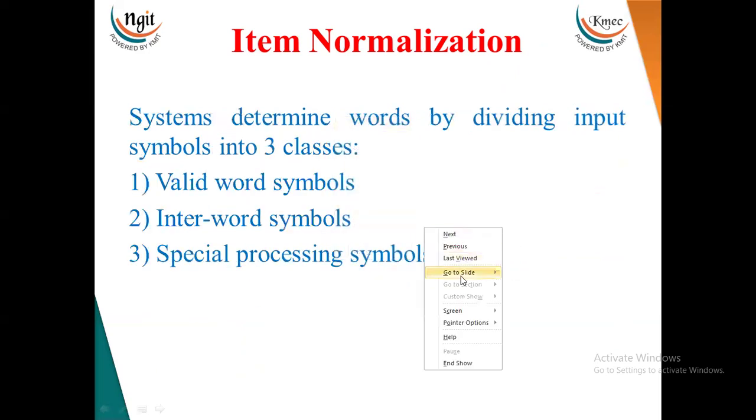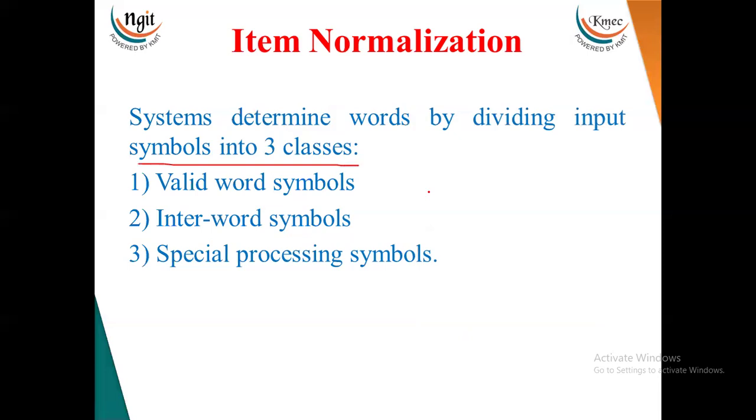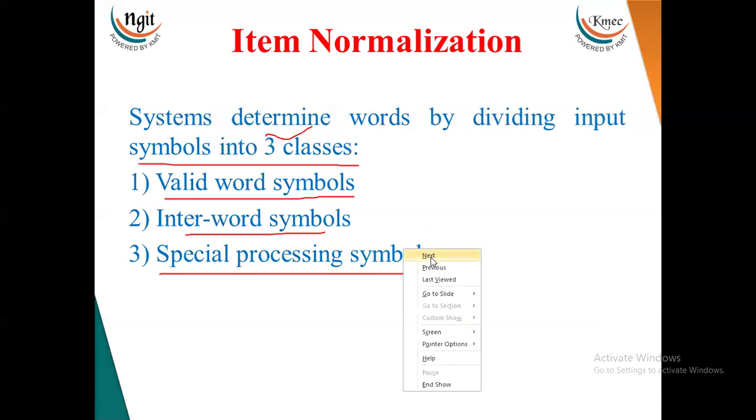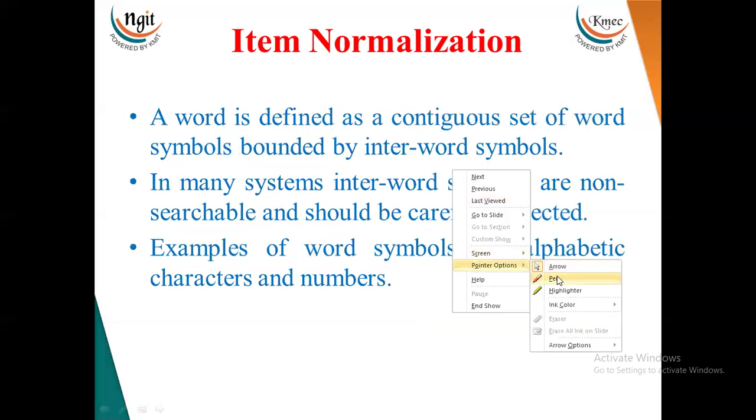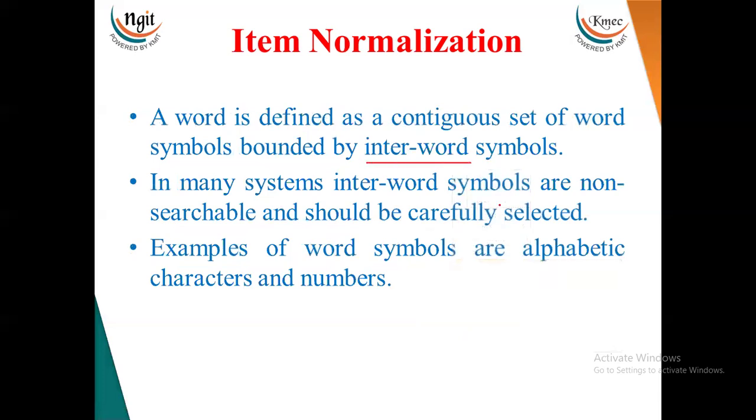So what are the different words and symbols, and how are you going to divide all these items? We'll have valid word symbols, interword symbols, and special processing symbols. So all these are divided into three classes: valid words, interword symbols, and special symbols. A word is defined as a contiguous set of word symbols bounded by interword symbols. Suppose you want to connect two sentences, how are you going to connect? You have to use interword symbols, and these are non-searchable and should be carefully selected.